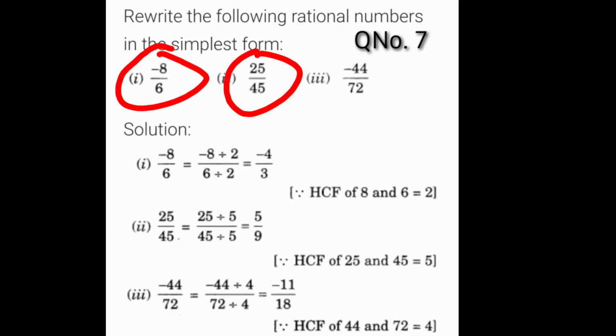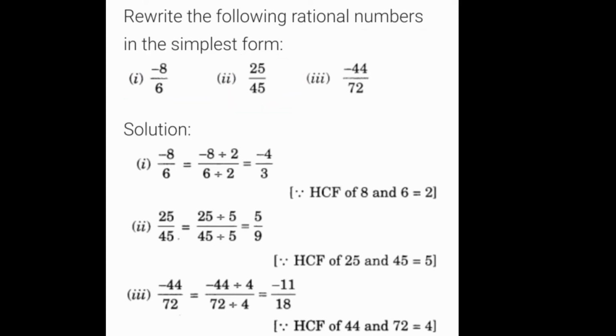In the same way you can do part 1 and part 2 of this question. For negative 8 by 6, the HCF of 8 and 6 is 2. So when you divide by that, you get negative 4 by 3, which is the simplest form. For 25 by 45, the HCF is 5. So when you divide each by 5, you get 5 by 9.